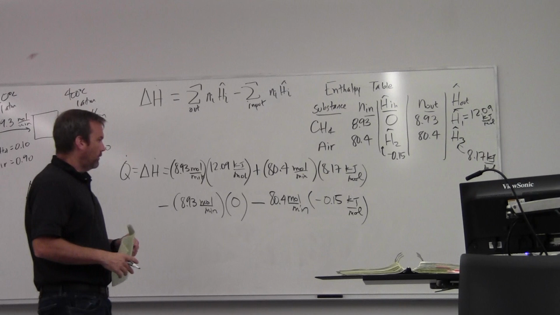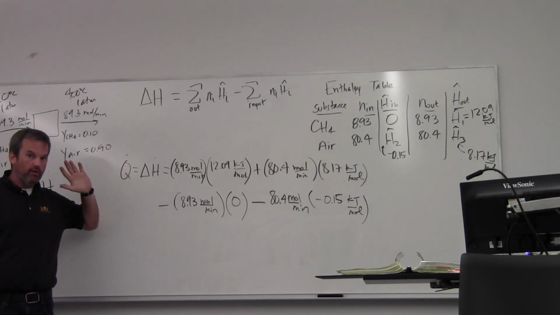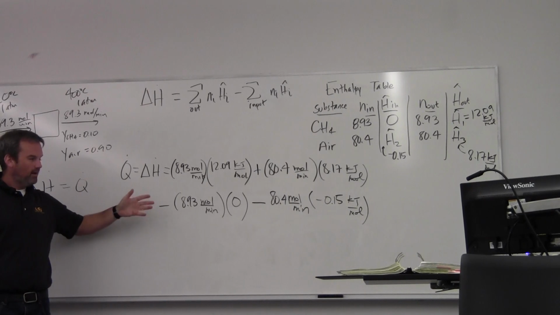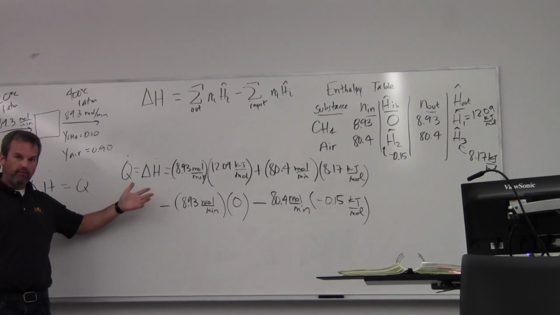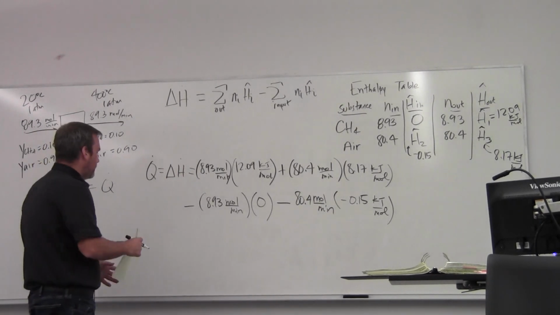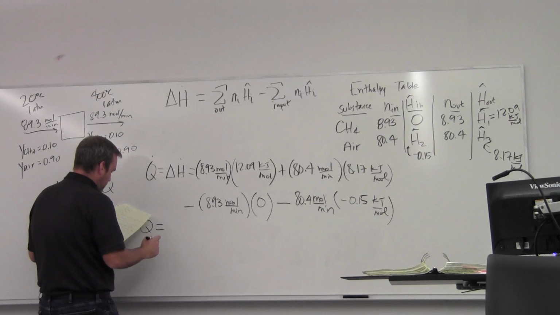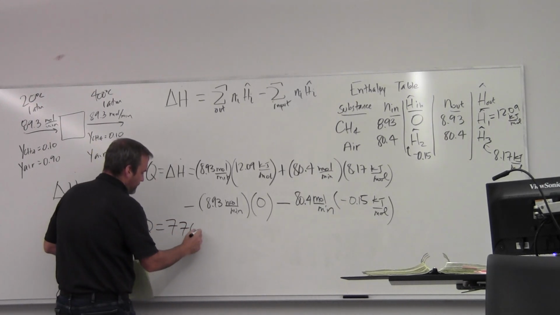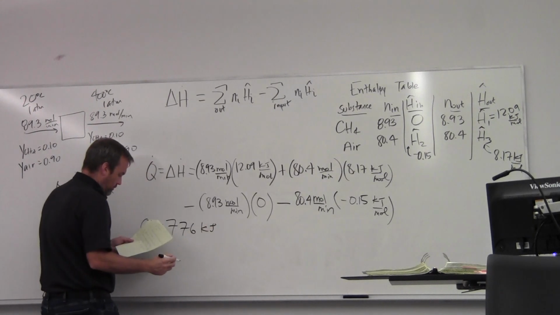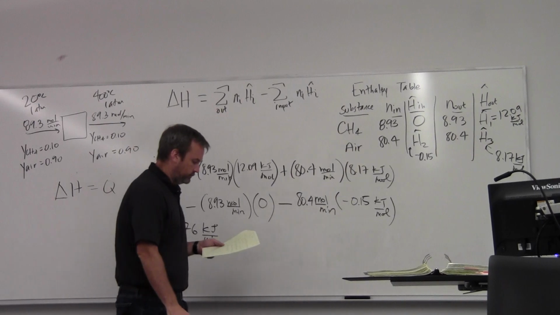All right, now I'm looking pretty good because this is just simple arithmetic. You've been able to do this since probably, I don't know, some of you 3rd grade, some of you 11th grade, but somewhere around there you've been able to do that since then, right? So now you just solve and you get Q equals, let me see if I can read my writing here, 776 kilojoules per minute.